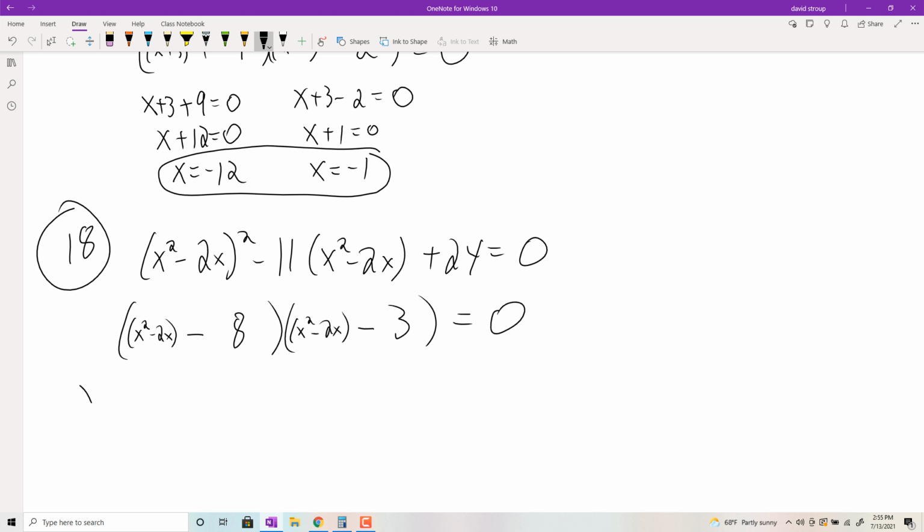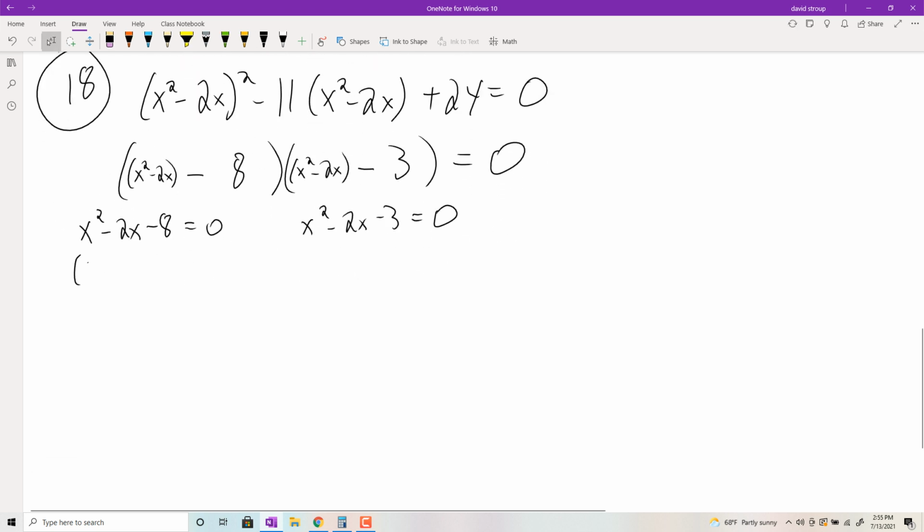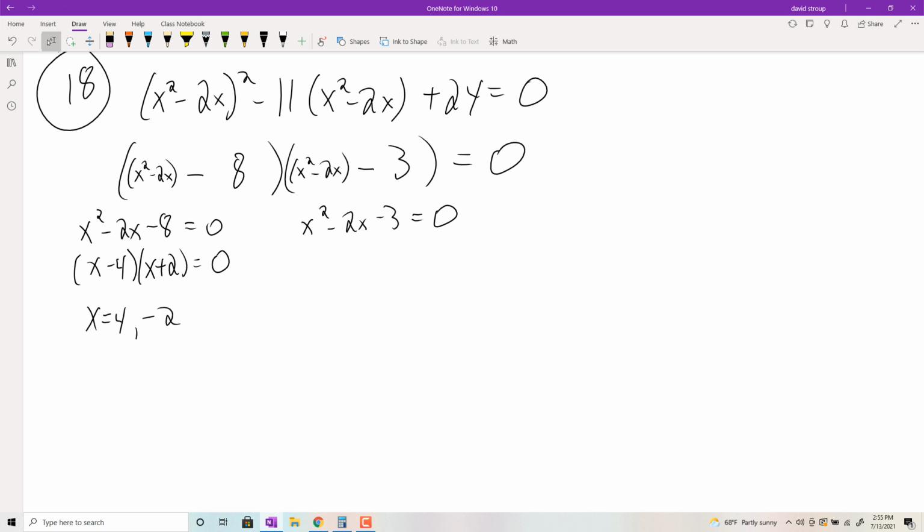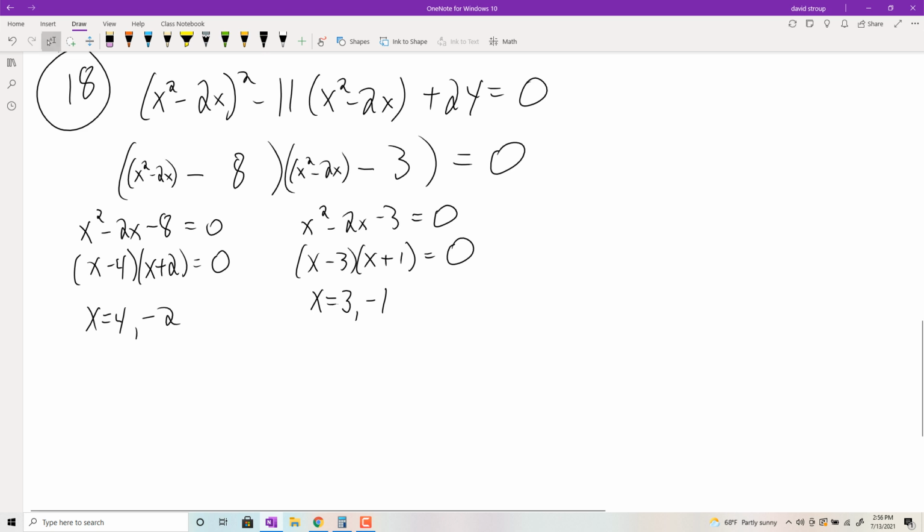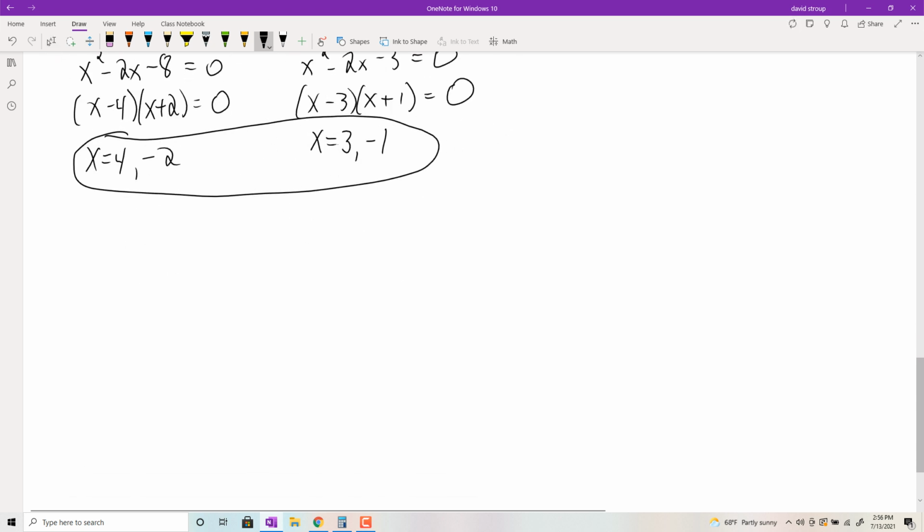And then set each part equal to 0. And you have two more quadratics. Okay, hope we can factor those. So it looks like x minus 4, x plus 2. So x is 4 and -2. And the other guy, so x is 3 and -1. So 4 solutions. Okay, pretty neat. Let's try 22.